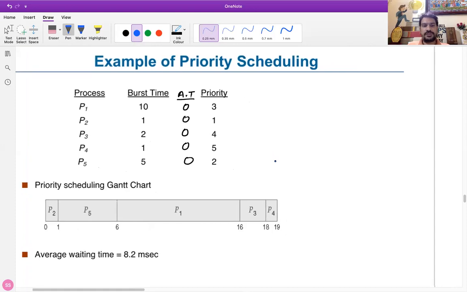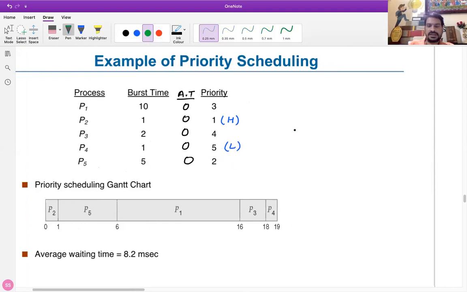Now we have 5 processes available. Priority is also given. According to this book, which has the highest priority? Definitely the smaller integer has the highest priority, and then we'll pick up that this process has the lowest priority. So based on that, we'll solve this particular problem.